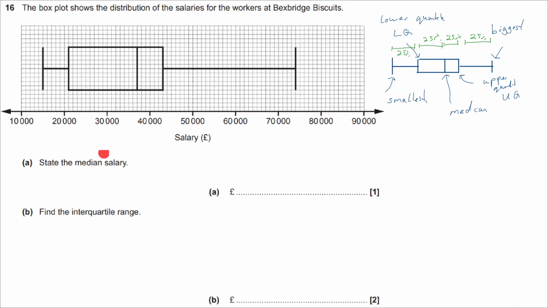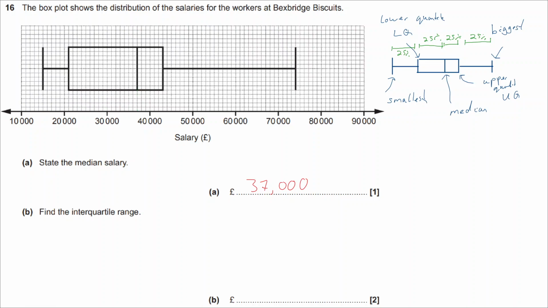So the median here is this line here, and I'm just going to use this to get me to my answer. The median is going to be equal to 37,000. They're going up in ones, so that's going to be 37,000 for this one. Okay, there we go. And let's rub this out.